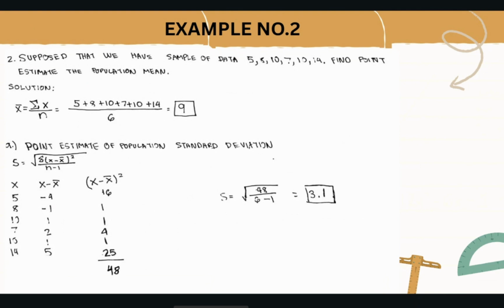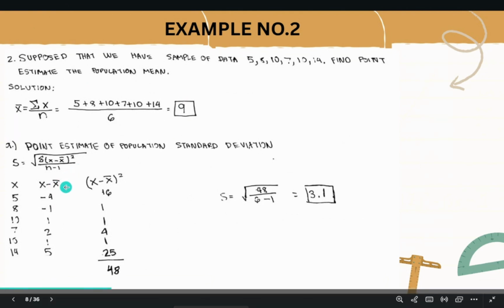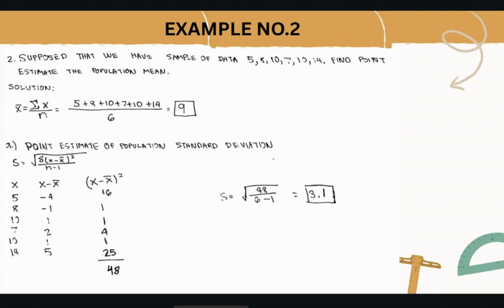We will subtract 5 minus 9, because 9 is our mean. 5 minus 9 is equal to negative 4. 8 minus 9 is equal to negative 1, and so on. Just repeat the process. And in this column, we will just square it. Negative 4 raised to 2 is equal to 16. Negative 1 raised to 2 is equal to 1, and repeat the process also.